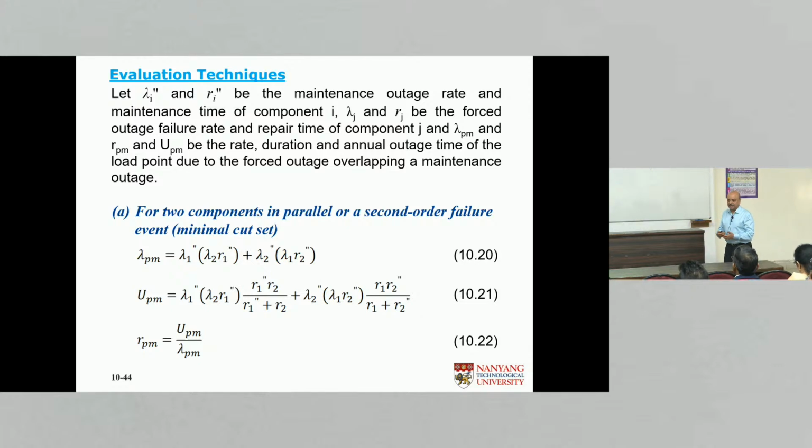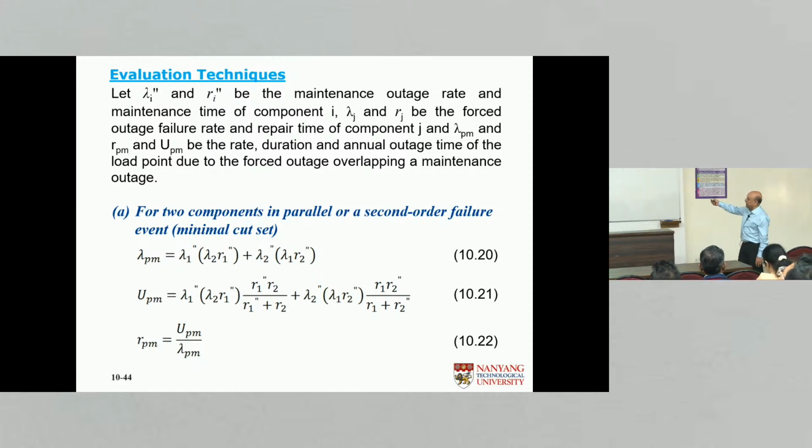It has to be that you were maintaining something and then a permanent outage happened, rather than a permanent outage has already happened and you're also trying to maintain. I hope you are with me, right? That's disastrous, so it will not be the other way around. So for two components in parallel, or a second order failure event, minimal cut set, lambda PM, and I explained this sometime back when we were talking about the minimal cut sets.